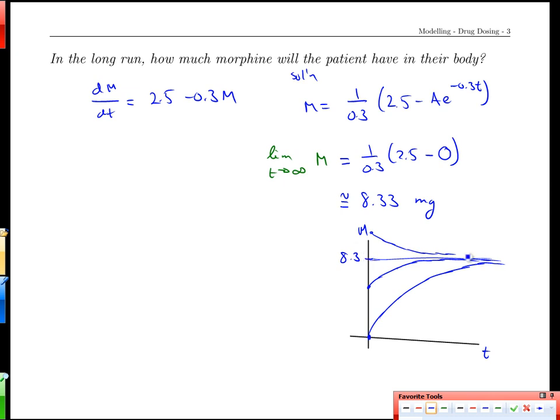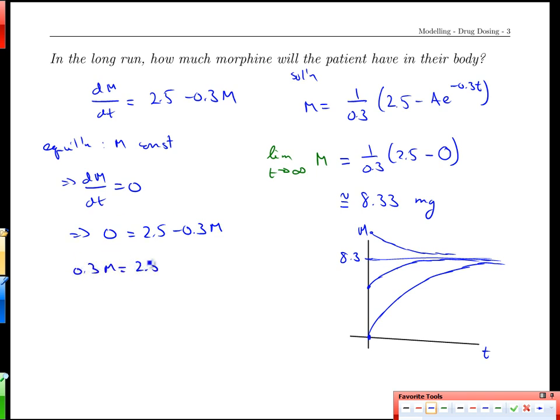We can see that 8.3 level also as an equilibrium level, looking back at the differential equation. For the equilibrium levels, that would be an m that's constant, where there's a balance between the inflow of morphine from the dosing and the outflow from metabolism. If those are in balance, then the rate of change would be 0, which means that 0 would equal 2.5 minus 0.3 m. Bring that over. 0.3 m equals 2.5, or m equals 2.5 over 0.3, or again, 8.33 milligrams as the equilibrium level.